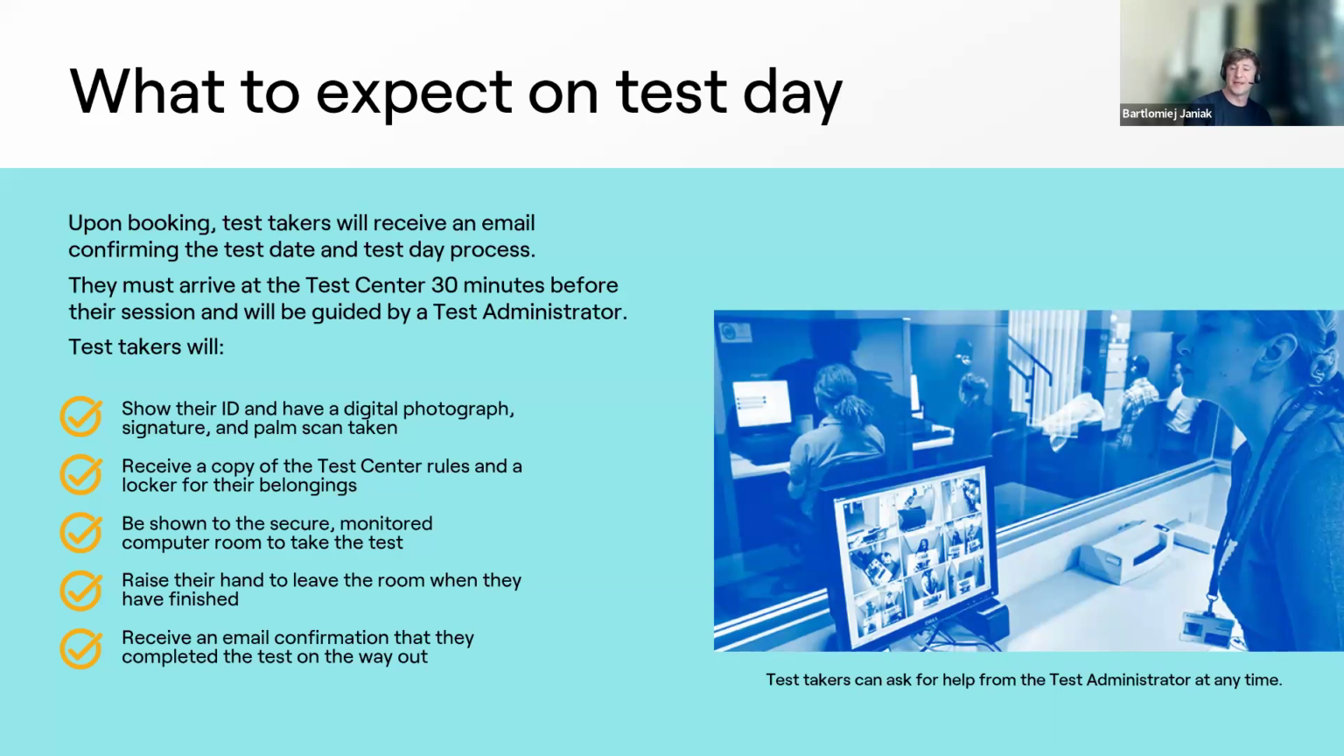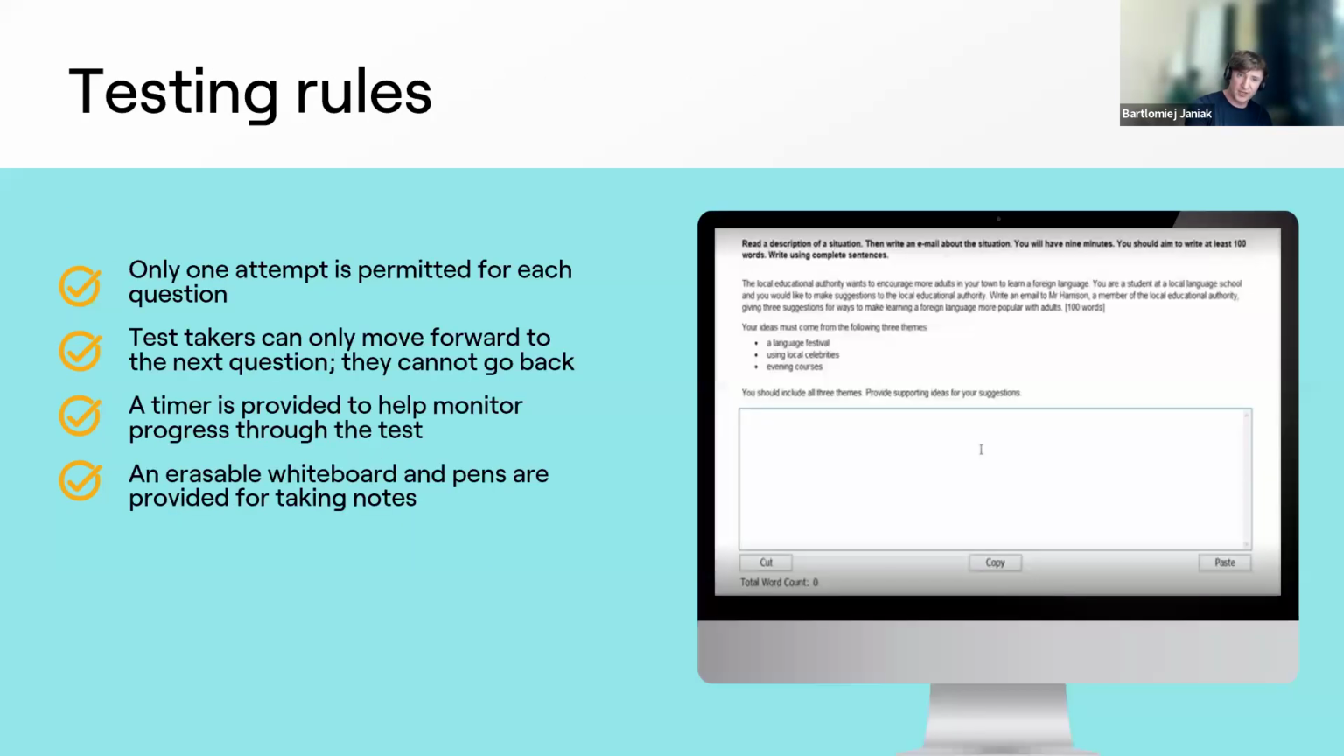Okay, so this is the information that is available on the website and in the test taker handbook: the expectations, and the testing rules applicable to all computer-based tests. Only 1 attempt is permitted for each question. So there is nothing like having a second thought and saying, okay, I will go back and reverse 3 question types because I think I made a mistake.